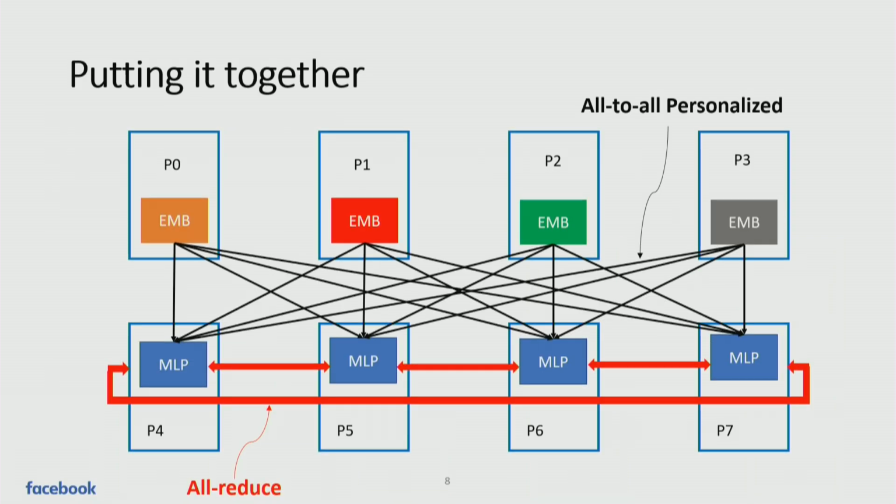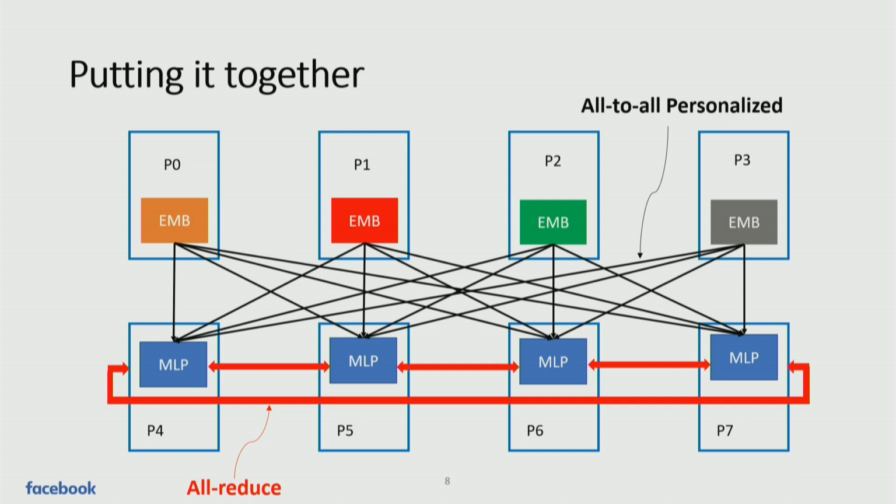So if you put it all together, you have embeddings, you have the multi-layer perceptron, and if you partition them and train the entire model, what happens is the embeddings are partitioned using model parallel partitioning and are trained for a full batch.